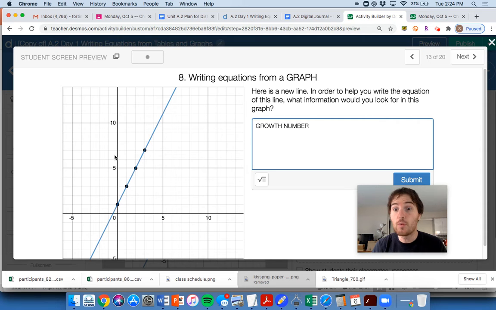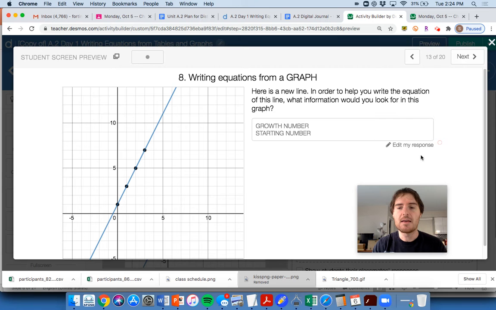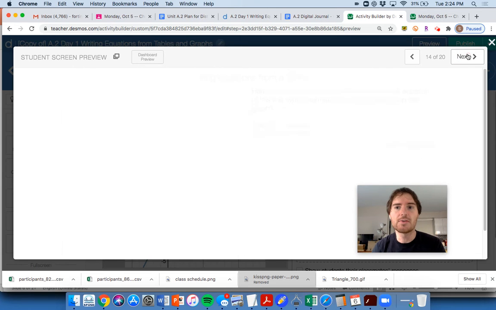We're going to draw our slope triangle in a second. Besides our growth number, we also need to know the starting number. And we get our starting number from the y-intercept, where we cross our y-axis. I think we're going to do that on the next slide. So I'm going to click submit, send that in for my answer. Please do that as well, so I know that you did it.